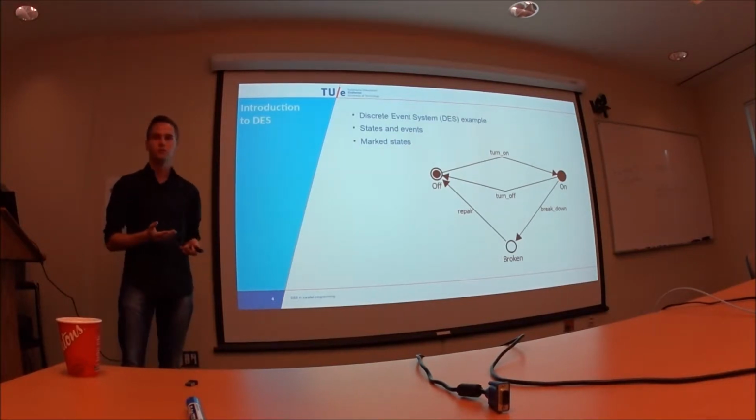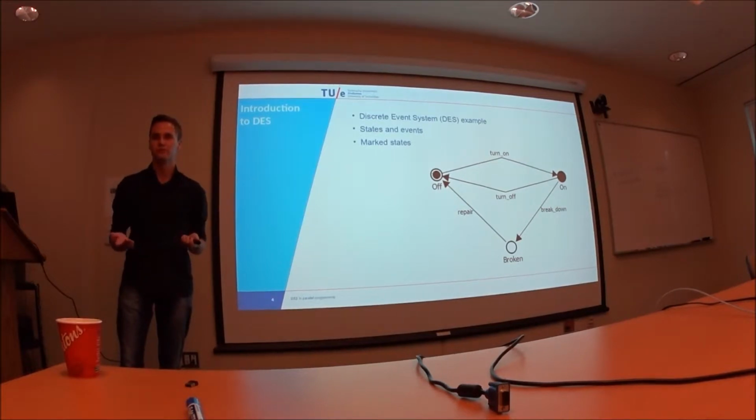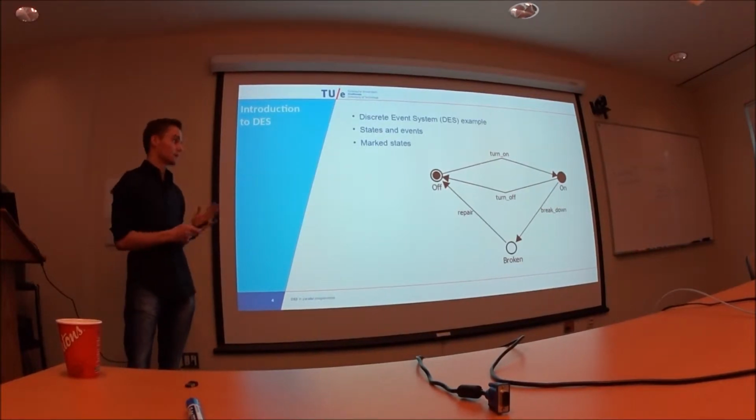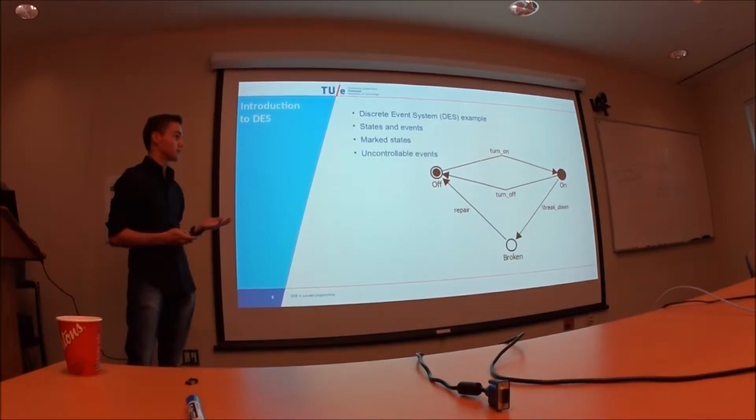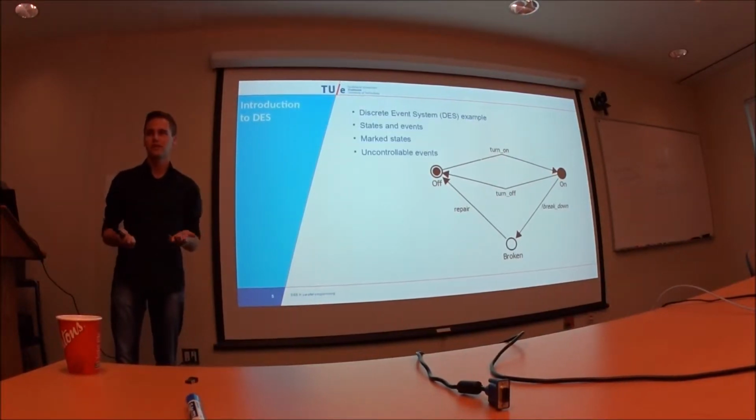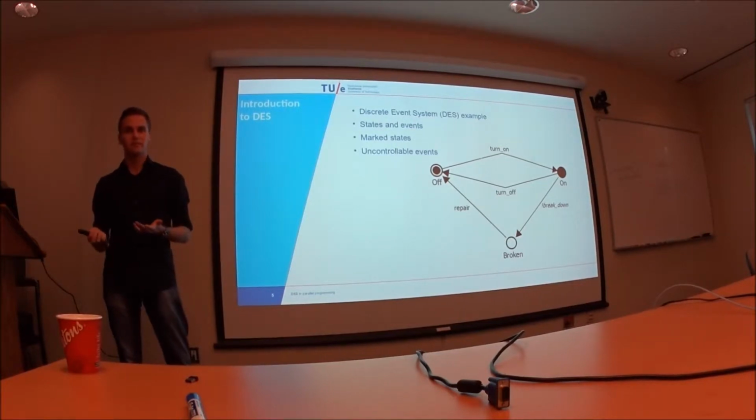In this case, I assumed we want the machine to be either on or off. We don't want the machine to be broken, so that's why it's not a marked state. Okay, this is the thing for the states. We also have 2 types of events. Basically, they're uncontrollable or controllable events. And the name is pretty self-explanatory.